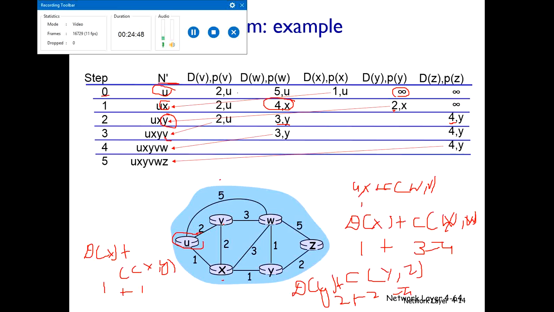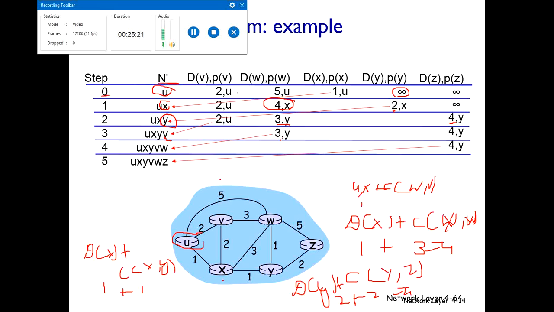V to y, from v to w is 3 and w to y is 4. We will not update because v is only attached to w, x and u. So we will not update over here. V is also not attached to z. So we will not update over here. So nothing is done over here.